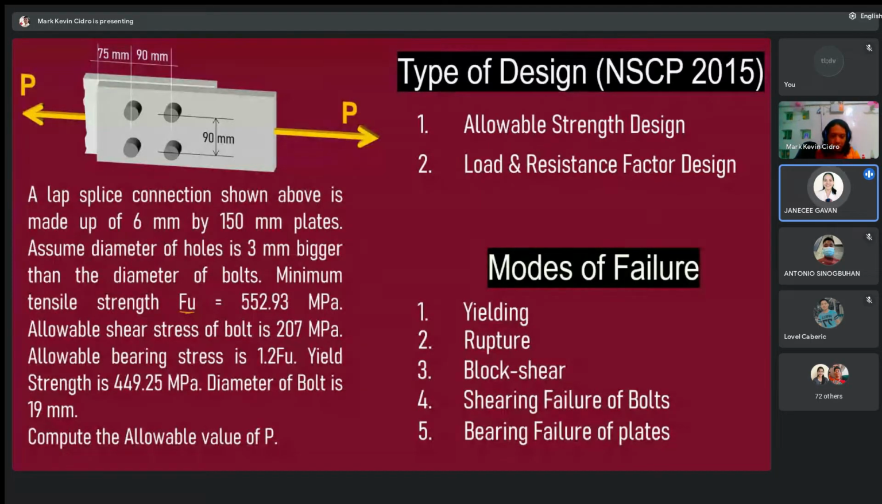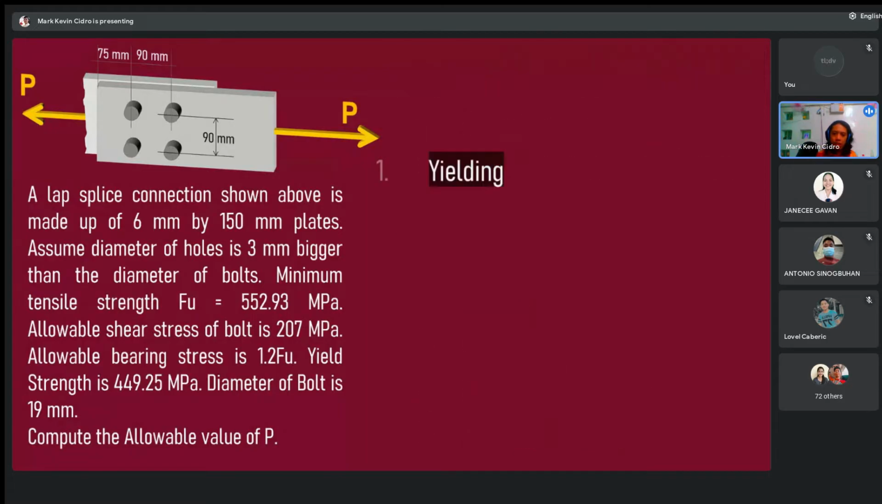Allowable value, sir. Allowables, di ba? Ginamit. Okay? So we have here: find the allowable value of P, find the ultimate value of P, find the ultimate value of M, find MU, LRFD. So let's try to answer.